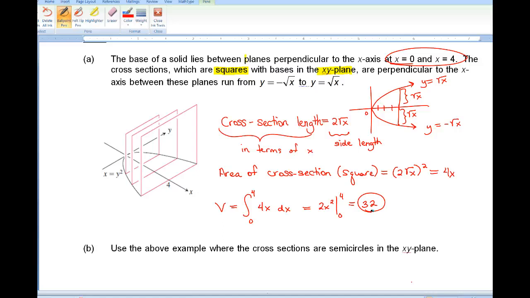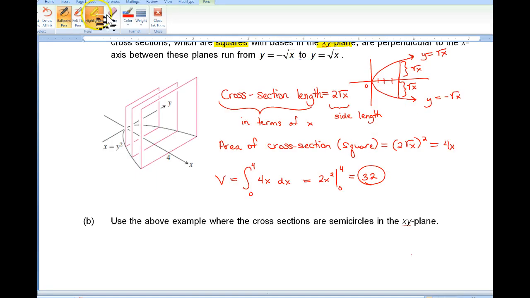Take the above example, and now our cross sections are semicircles. Let me just explain. My cross-section length is still 2 root x. That's the diameter. Imagine instead of these being squares, they're semicircles coming out of them.